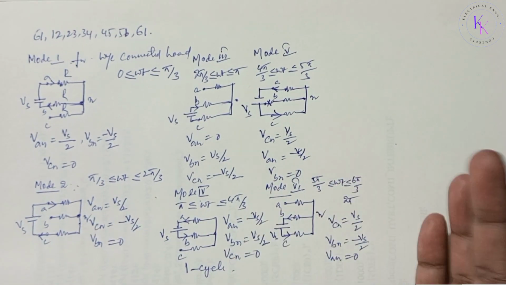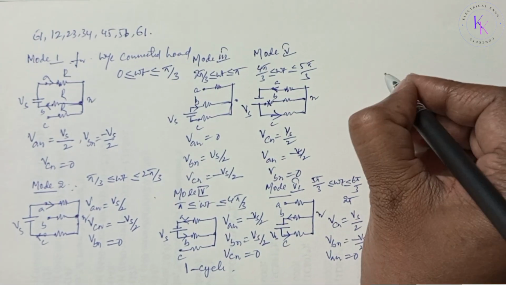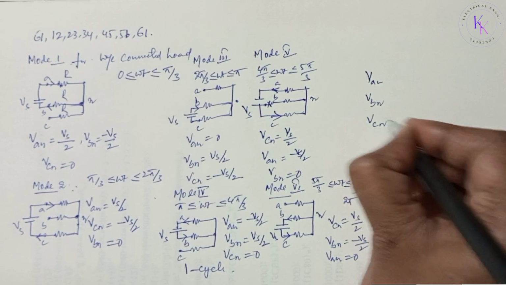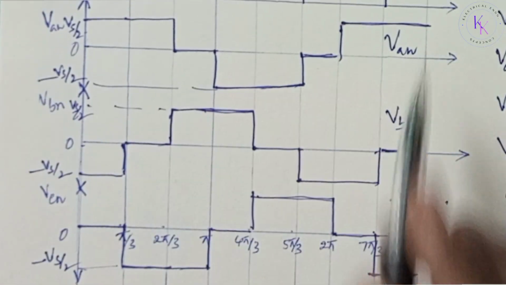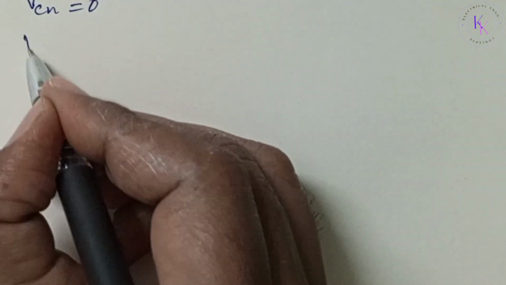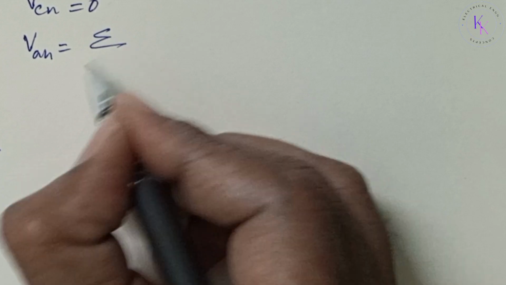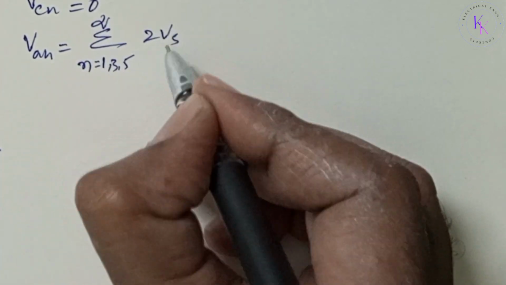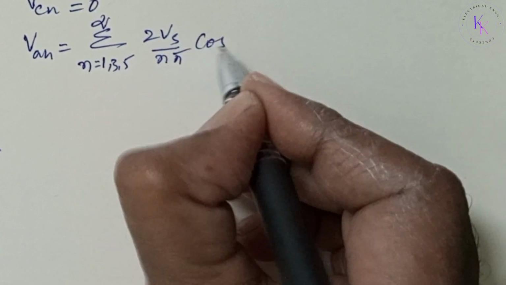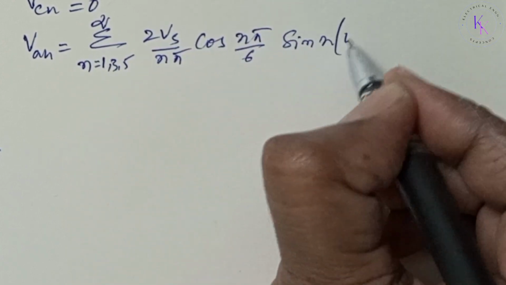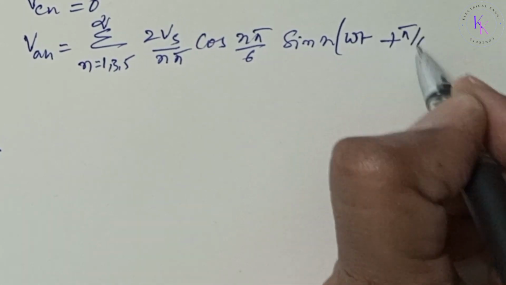Let us show these values in a waveform: VAN, VBN and VCN. So these are the waveforms for VAN, VBN and VCN. Line to neutral voltage can be expressed in Fourier series. VAN equals sigma n equals 1, 3, 5 to infinity of 2 Vs by n pi cos n pi by 6 sin n of omega t plus pi by 6.